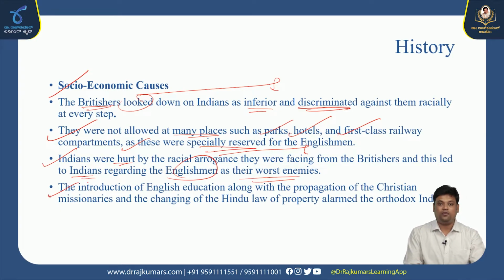The introduction of English education along with the propagation of Christian missionaries. The British Parliament allowed private education to be started in India. For that purpose, Christian missionaries were sent. And changing the Hindu law of property alarmed the orthodox Indians. So these are all the causes that come under your socio-economic cause.